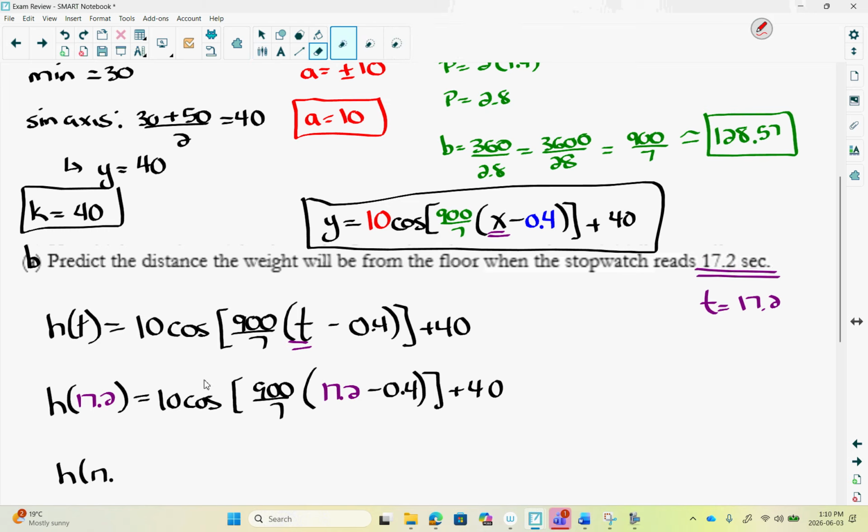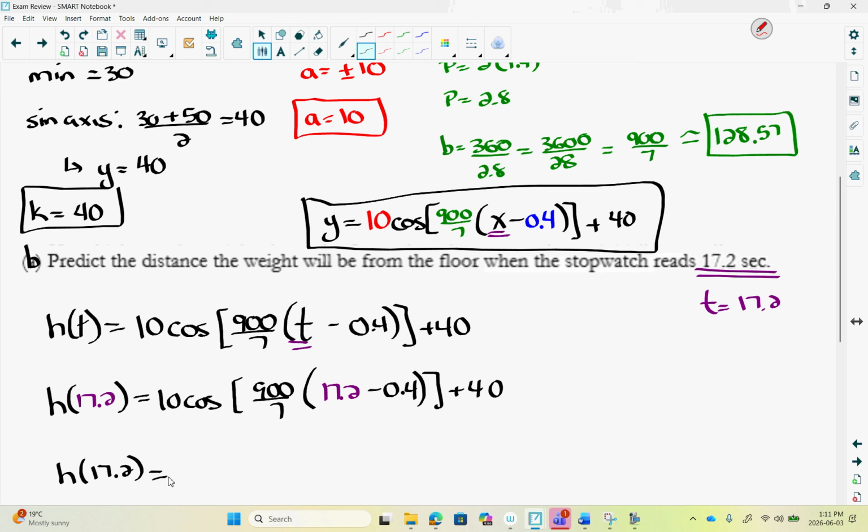Now, you know that the answer has to be some number between the minimum and the maximum values. Like it has to be a number between 30 and 50. It can't be higher than 50 and it can't be lower than 30. So here's what you do. If you have a forward calculator, you can just start right at the beginning.